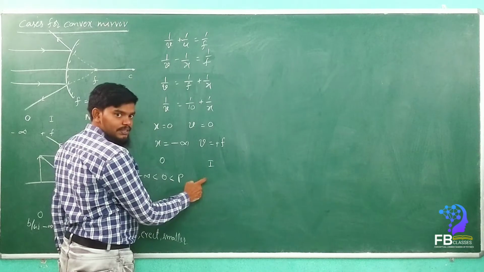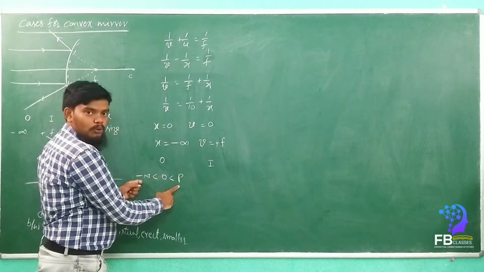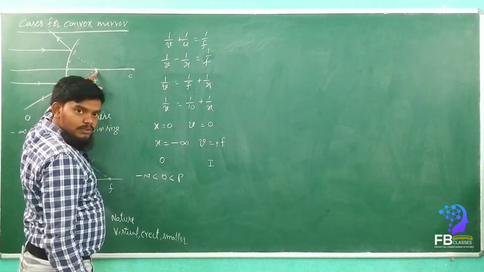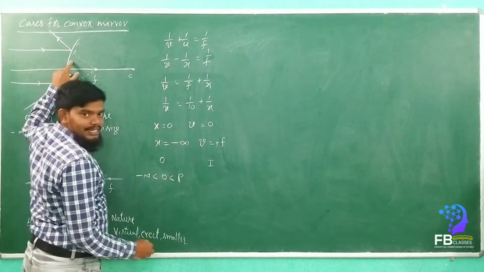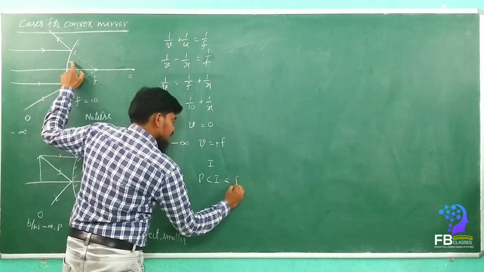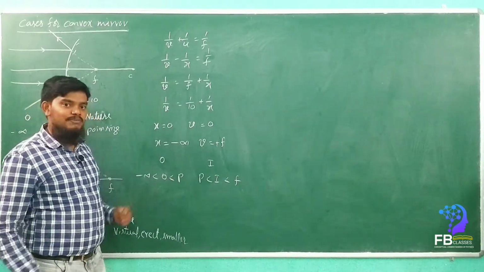Tell me, see here, when the object is moved from infinity to pole, where will the image move? The image will move from F to pole. Yes or no? So F to pole. Got it? Are you getting my point? This is the conceptual understanding.